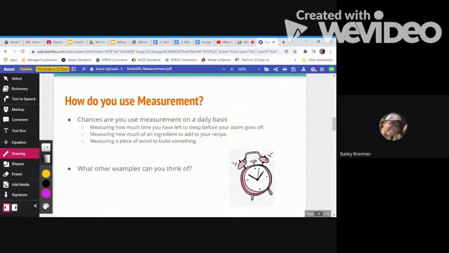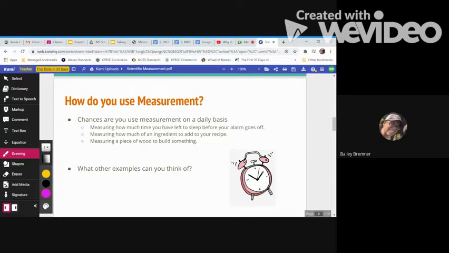So how do you use measurement? You probably use measurement in a lot of different ways, maybe some ways that you don't even realize you're using it. You can measure how much time you have left to sleep before your alarm goes off or before your mother wakes you up. I know a lot of times I'll wake up and I'll look at my phone or my alarm clock and say it's 5:30 a.m. and roll over happily because I know I have another hour to sleep before I have to get up.